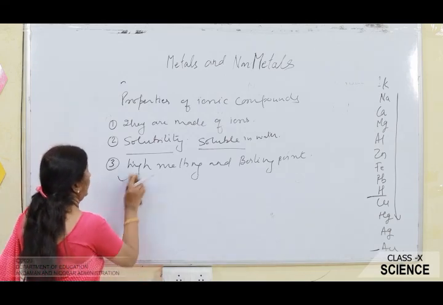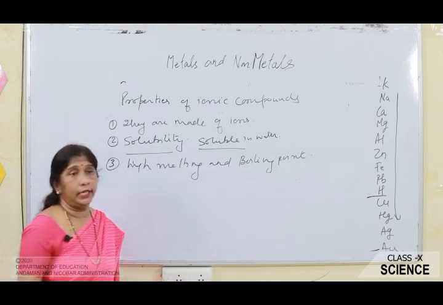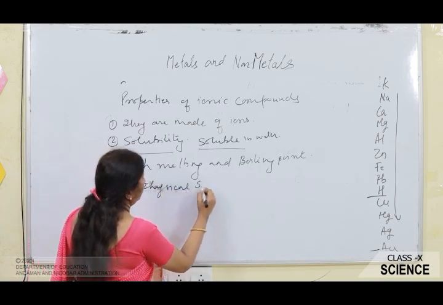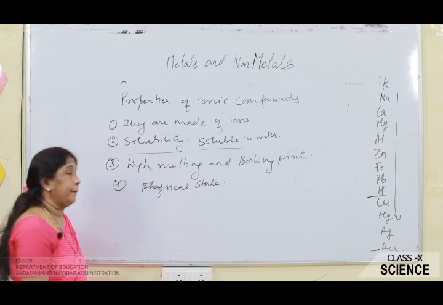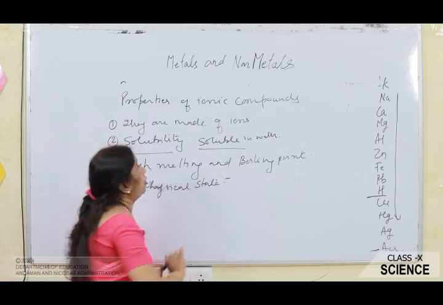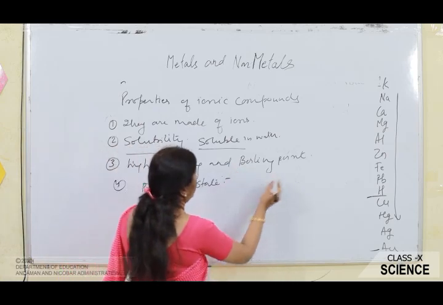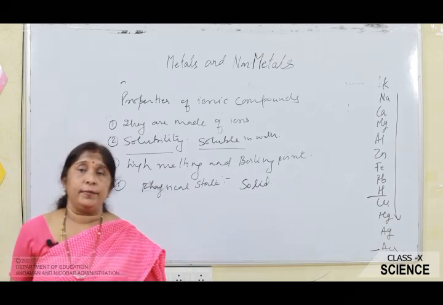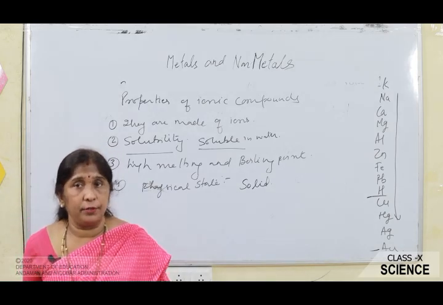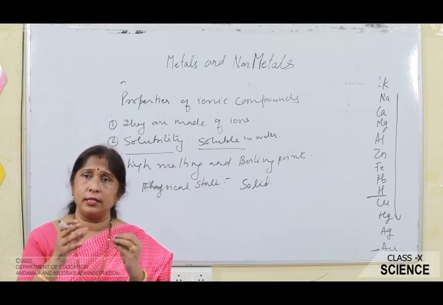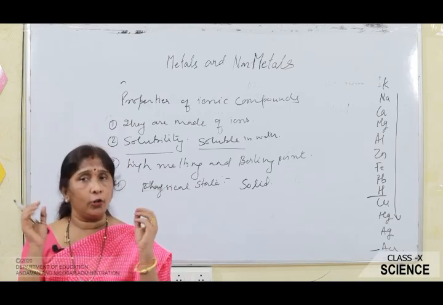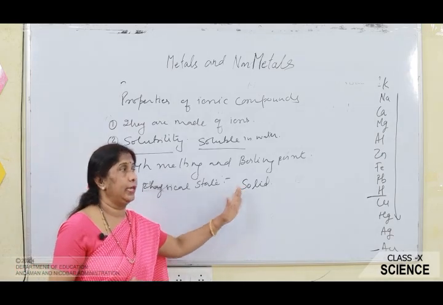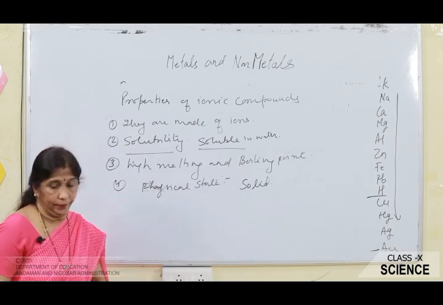Okay. Now next property of ionic compounds is their physical state. Ionic compounds generally exist in the solid state because of the strong electrostatic force of attraction between the two ions. These two ions are held together very tightly, very compactly. So because of the strong force of attraction, they exist in the solid form, right.